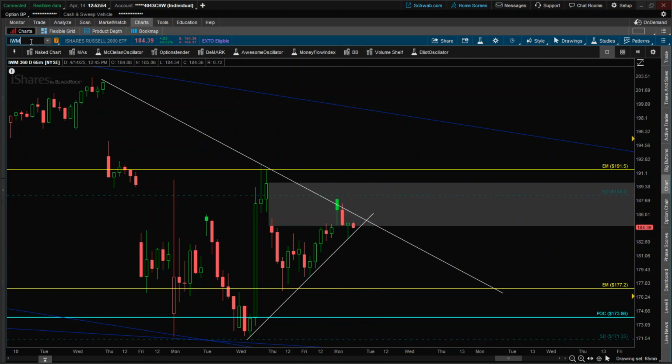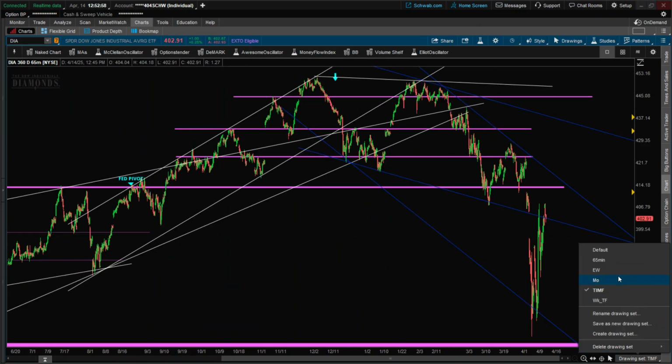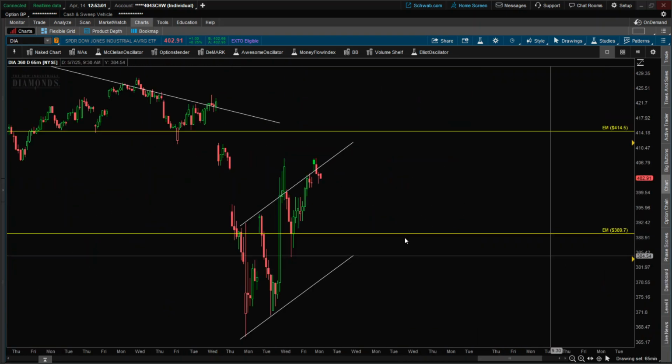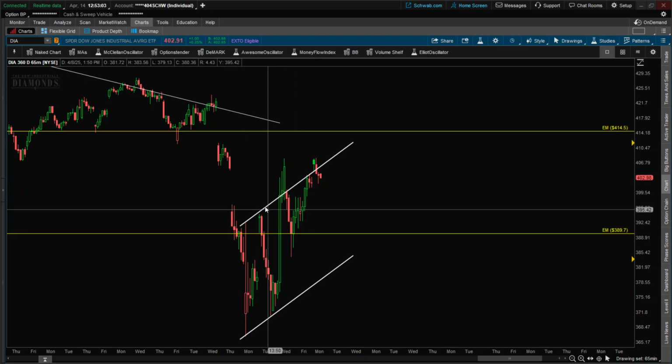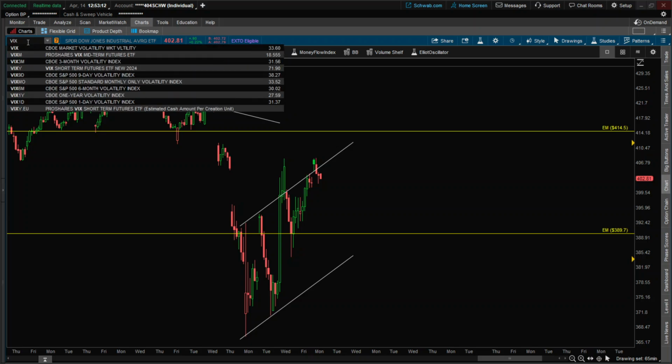And then DIA. Again, kind of messing around with this bear flag. I just held on to this to be curious on what that looks like. So that looks like it's still in a bear flag, lower high.